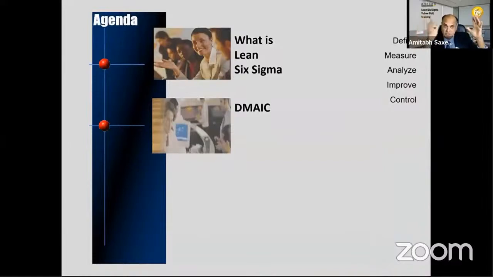And I'll give you the sequence of implementation of Lean and Six Sigma in any organization by giving examples of 4 or 5 organizations. So first stage, I'll take another example. But the flow of Lean Six Sigma implementation will be clear to you. Then we'll talk about DMAC.